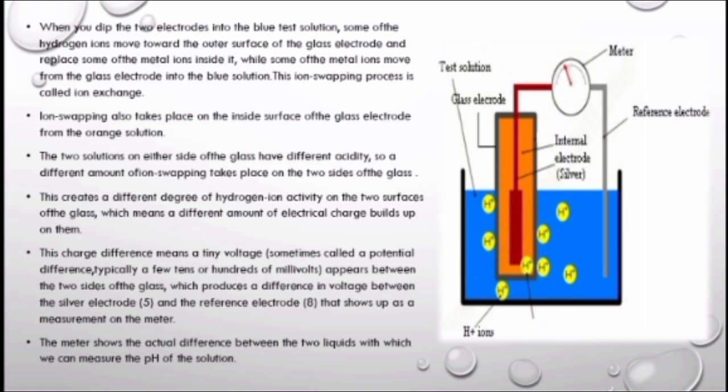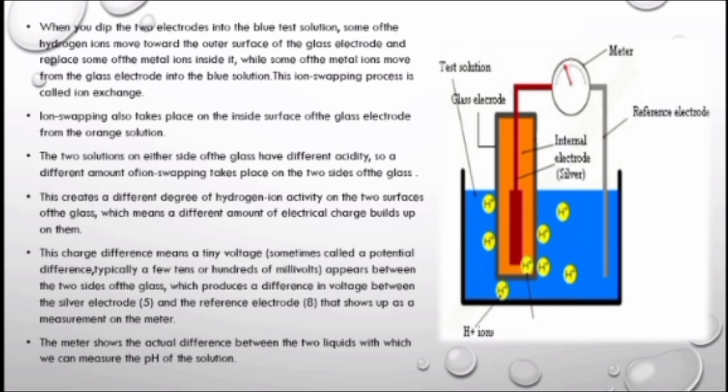This ion swapping process is called ion exchange. The ion swapping also takes place on the inside surface of the glass electrode from the orange solution. The two solutions on either side of the glass have different acidity, so a different amount of the ion swapping takes place on the two sides of the glass. This creates a different degree of hydrogen ion activity on the two surfaces of the glass, which means a different amount of electric charge builds up on them.